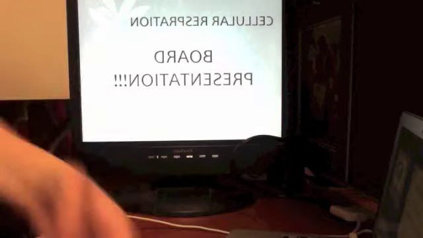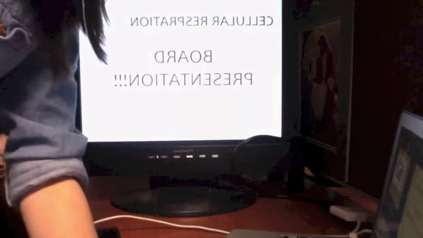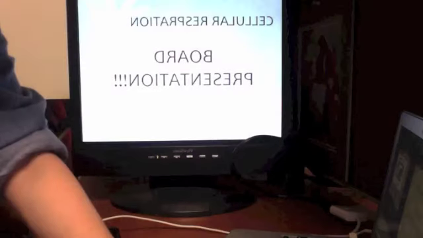Okay, cellular respiration. The board presentation, where we'll be using expo markers, and it's going to be a lot of fun.